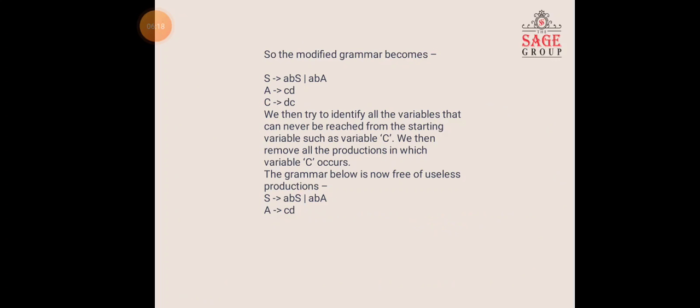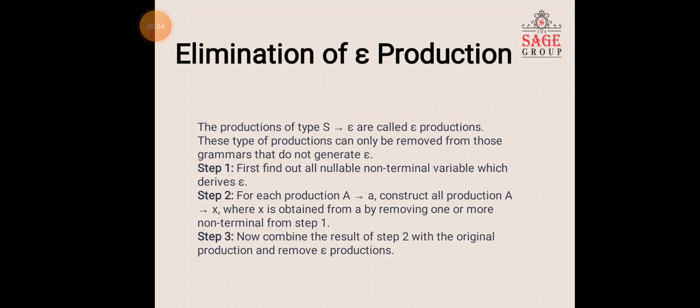Okay, so I hope it is clear to you how we can identify useless variables from a given particular grammar or from a given particular example, and after identification of useless variables, how we are going to remove them. Okay, so moving ahead with the next important concept used for reduction of grammar, which is elimination of epsilon production.